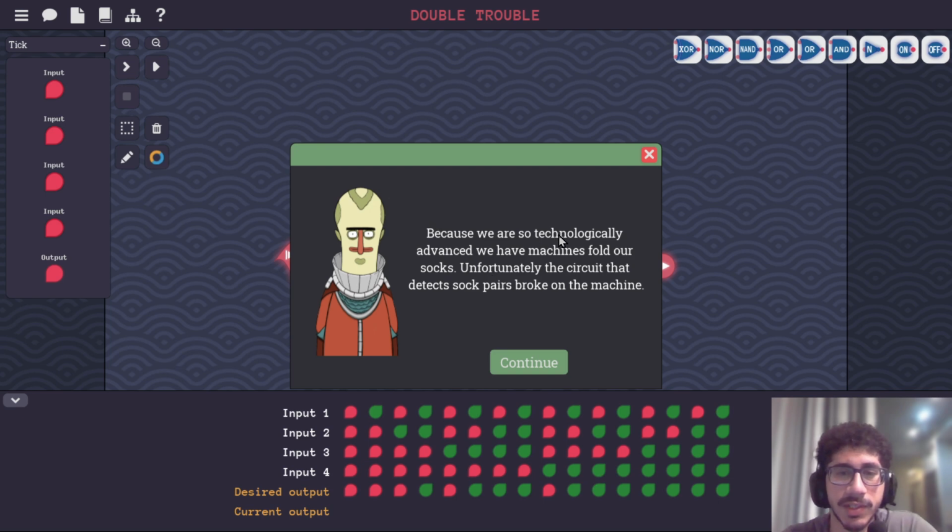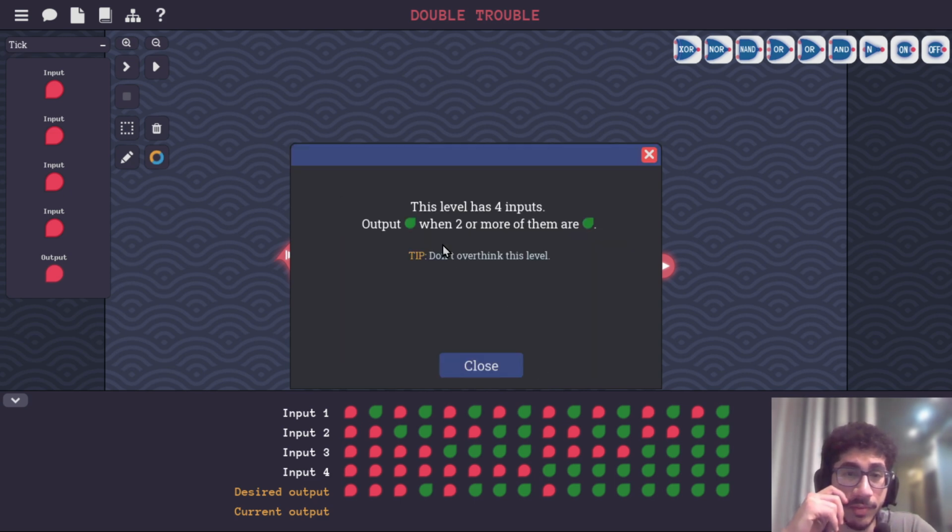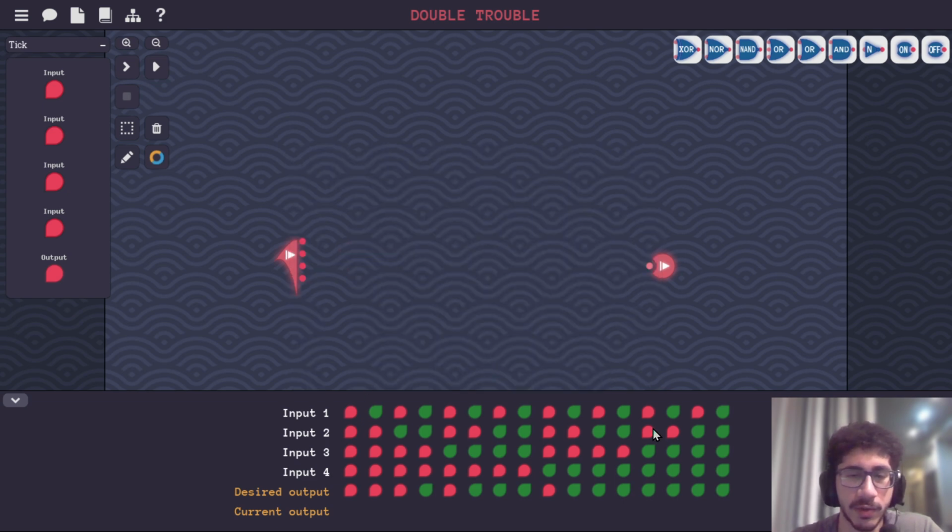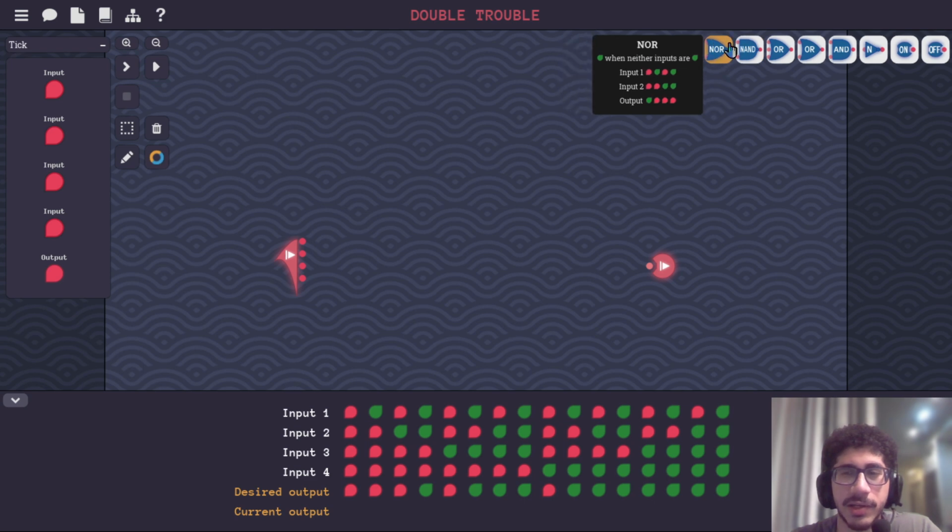Double trouble. Because we are so technologically advanced, we have machines fold our socks. Do we not have that? Unfortunately, the circuit that detects sock pairs broke on the machine. This level has 4 inputs. Output green when 2 or more of them are green. Again, green is 1 or positive. So it says don't overthink this level. Now it's funny. We want to output green when 2 or more of them are green. Oh, exclusively 2 or more. So if there's just 1, then no. That's actually interesting. Okay, wait, 2 or more.